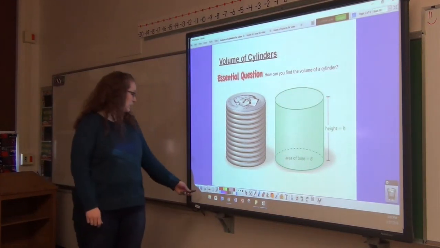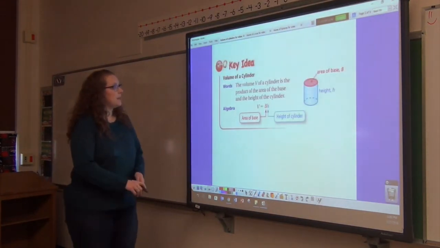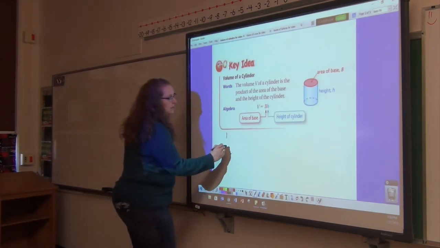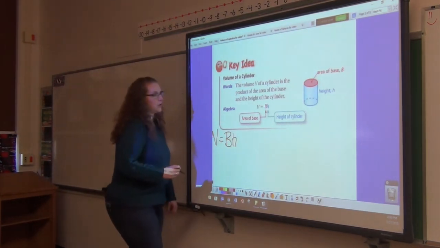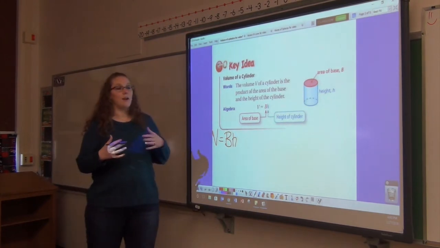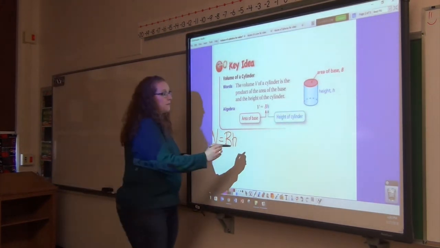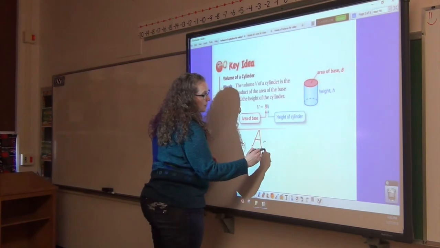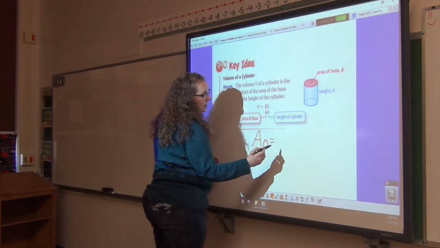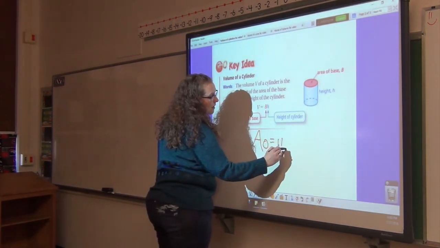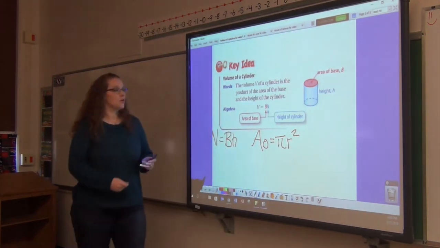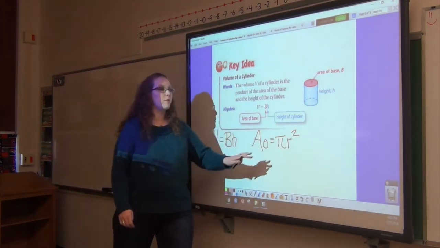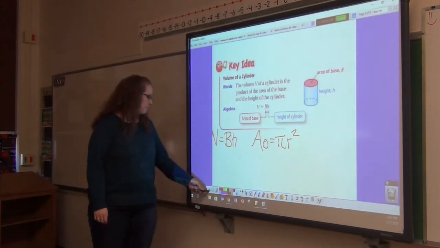Volume of cylinders. Here is our formula. It is area of the base times the height equals the volume. All right, the area of the base, though, we've got to use the area for a circle. And the area of a circle is pi r squared. Don't forget, you have to square your radius before you multiply by pi.